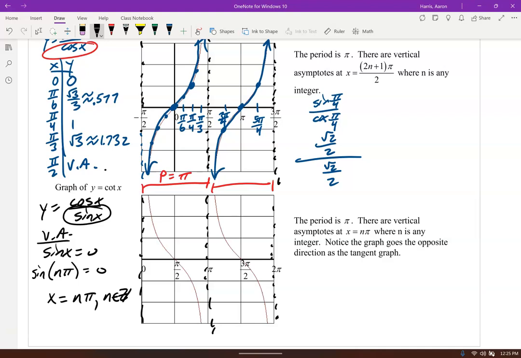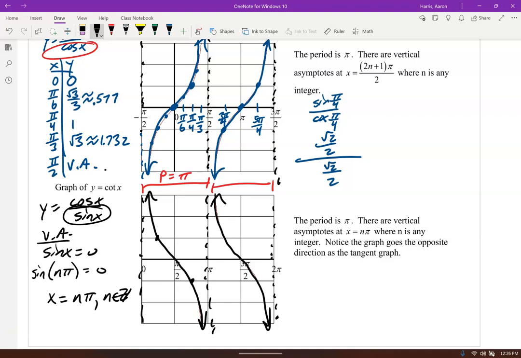And then same thing, we plug in some points. I could plug in pi/4, so I get 1. I could plug in 3 pi/4, so I get negative 1. And this one is actually decreasing. There's our cotangent function. Okay.